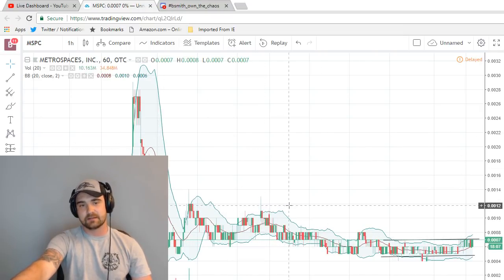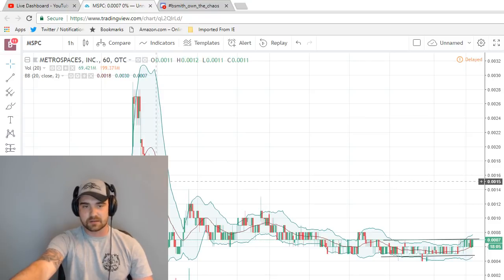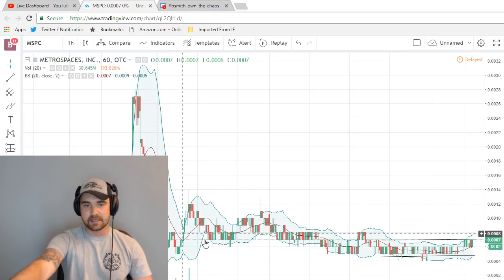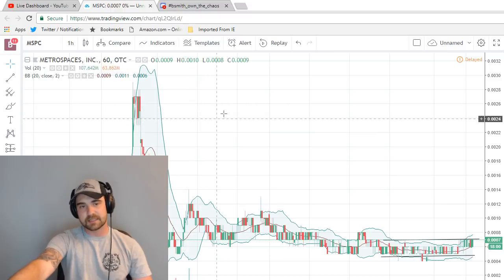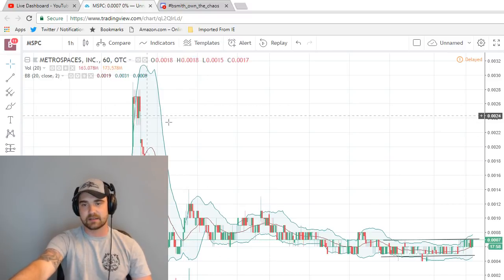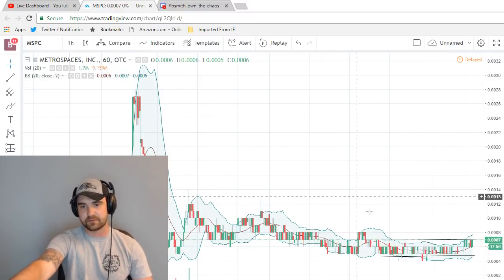Huge dumping, and for whatever reason there was talk of it being shorted pretty heavily, and then it came crashing down. Fortunately, I was able to get out near the highs of this, somewhere in the 20s, I think it was, if I recall correctly.